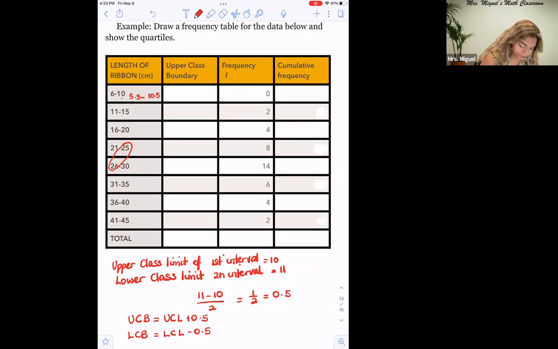The second one, the lower limit is 11. If we subtract 0.5 from 11, we'll get 10.5. And if we add 0.5 to 15, we get 15.5. So any length of ribbon, 10.5, 10.6, 10.7, 10.8, will fall in that second category or in that second interval.